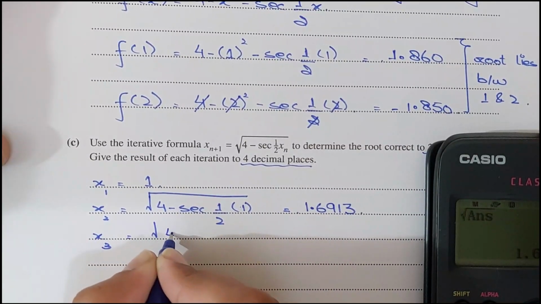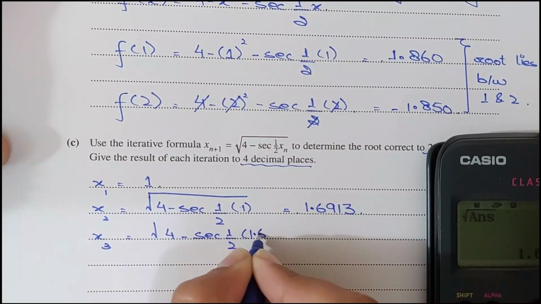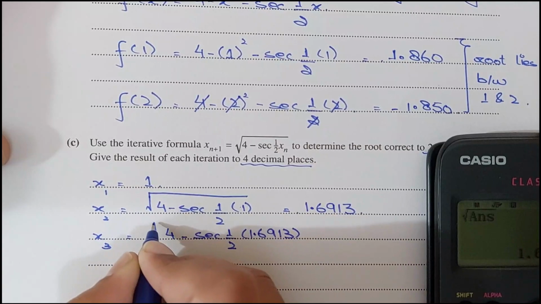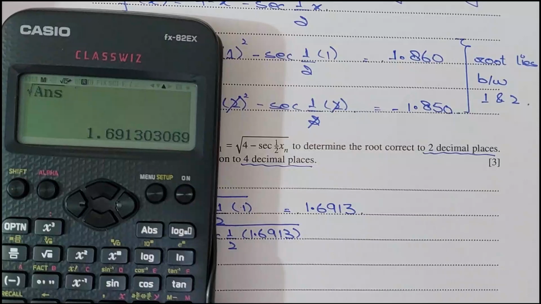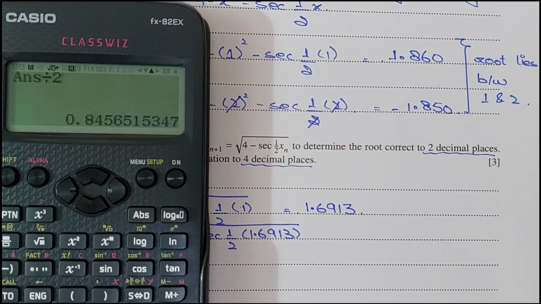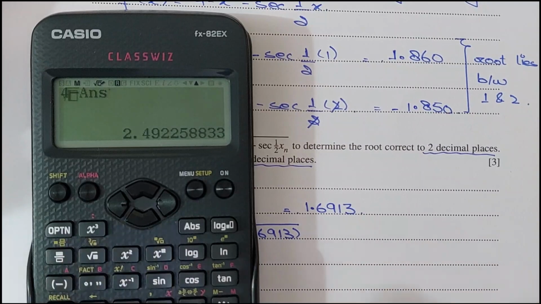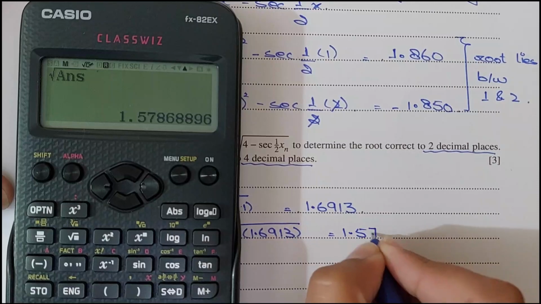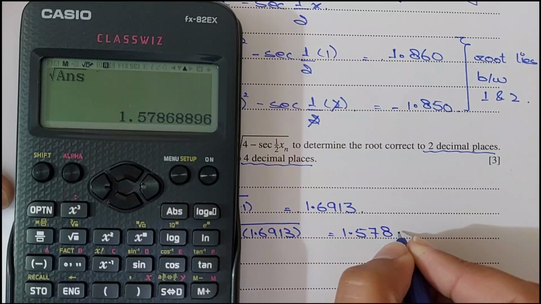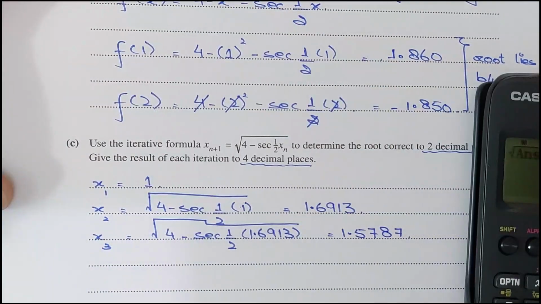Now the next is x3. This is the square root of 4 minus secant half of this 1.6913, and the square root. This is going to divide by 2 and cos of the answer, and the reciprocal would be secant and 4 subtract the answer and the square root. 1.5787, and 5787 rounds to 7 up to 4 decimal places, right?